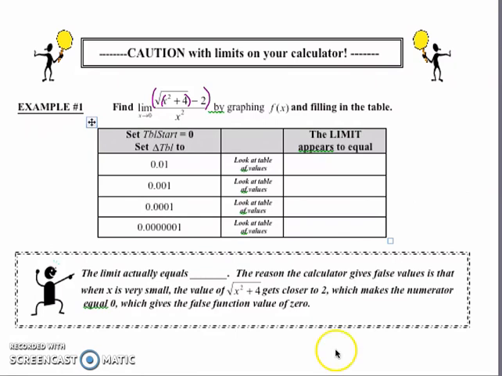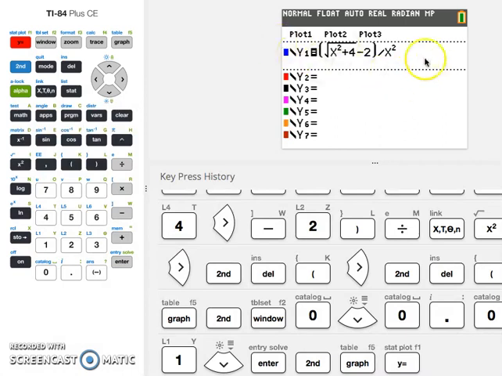So I went ahead and typed this into my calculator. This is what it looks like. I've got that parenthesis, and then my square root. Under the square root, I've got x squared plus 4. After the square root, I have minus 2. My parenthesis is closed, and then I have divided by x squared. Okay? So now we're going to look at our table setup, because we're going to ask the calculator to make a table for us, and we're going to ask it to increase the x values first by 0.01, then by 0.001, by 0.0001, etc.